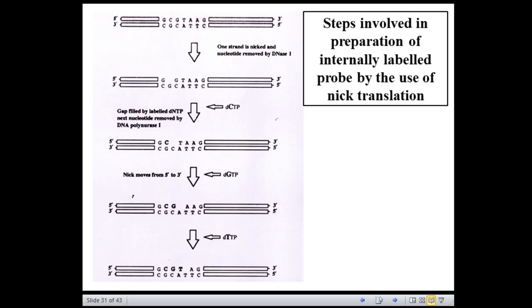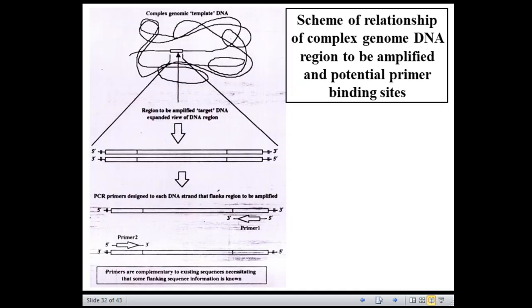If labeled dNTPs are added to the reaction mixture, then they will be used to fill the nicks as shown in the figure. So in this way the DNA can be labeled to a very highly specific activity. If you just recollect the table of the previous session, various DNA labeling methods are summarized over there. Right. So this is about the probe labeling or the DNA labeling.